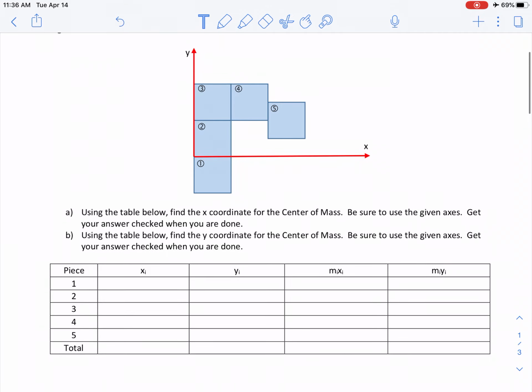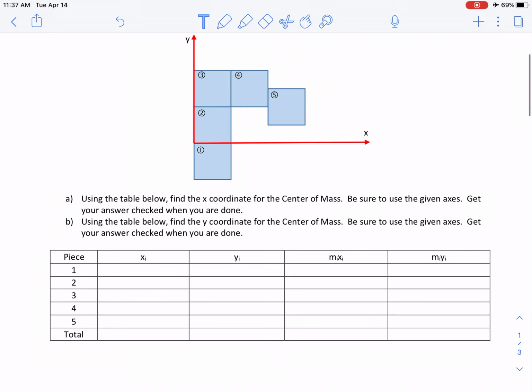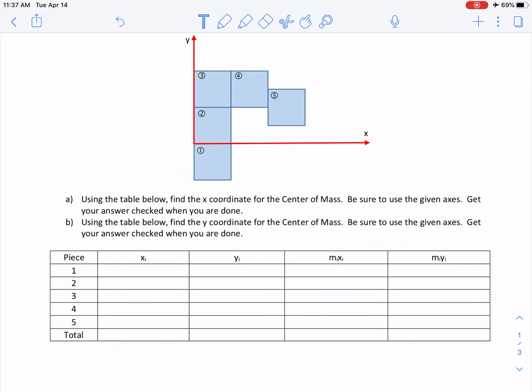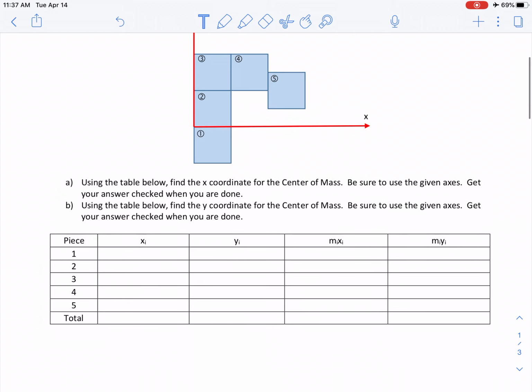Where the origin is will define where the center of mass coordinate is. So it's going to depend on that, and it's very important that we use that. That's why we put a red coordinate system so that you can definitely see it. And we will do the same thing for the y-coordinate of the center of mass.